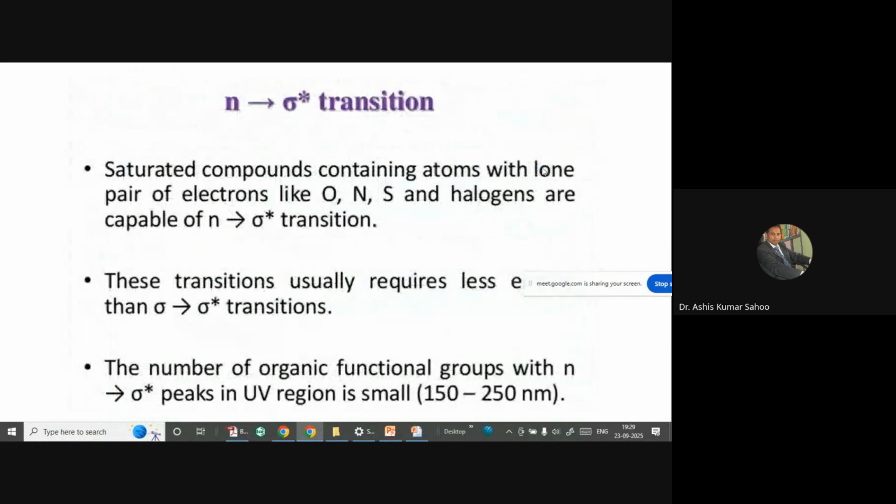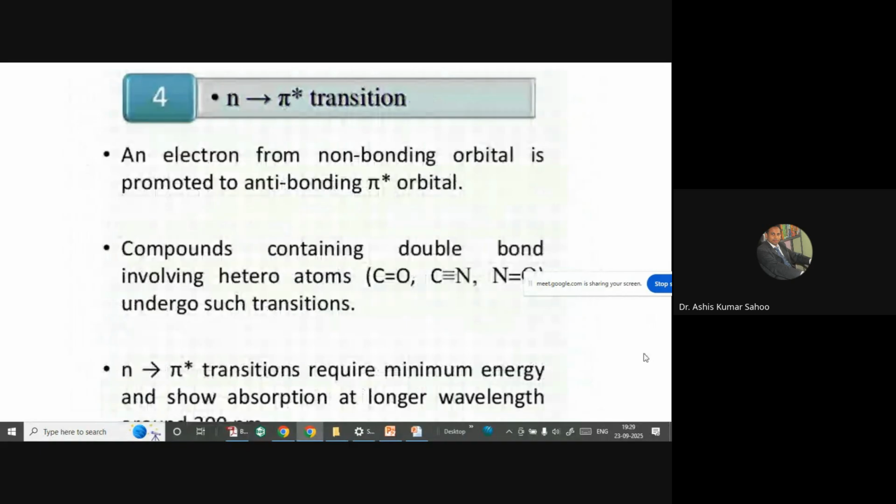This transition occurs approximately at 150 to 250 nanometers. The last and most important is n to pi star. Here both a lone pair and a pi bond will be there. These compounds are carbonyl compounds, nitriles, nitro compounds, etc. An electron from a non-bonding orbital is promoted to an anti-bonding pi orbital. The compounds contain a double bond involving a heteroatom, such as C double bond O, C triple bond N, N double bond O. So these are the simple transitions that occur.